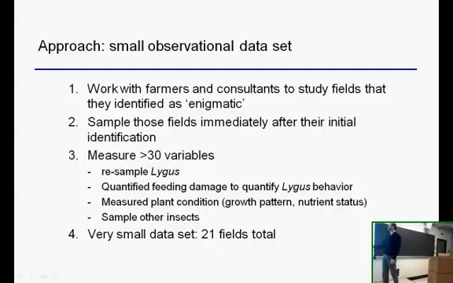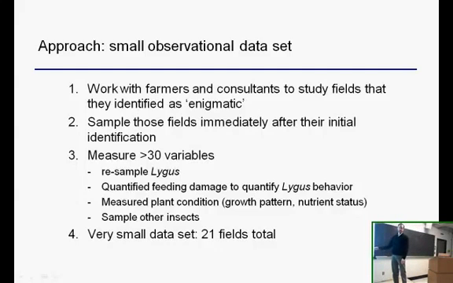Okay? So we measured well in excess of 30 variables, including Lygus densities. We quantified the feeding damage, so we actually took flower buds, dissected them and we counted the number of anther sacs, so the developing male parts of the flower that were fed on, gave us a very nice way to quantify feeding damage. We measured as many things as we could about plant condition, thinking that we would potentially find a correlate with plant responsiveness to damage. And we also sampled all the other insects that were in the field to see if there was some other culprit.